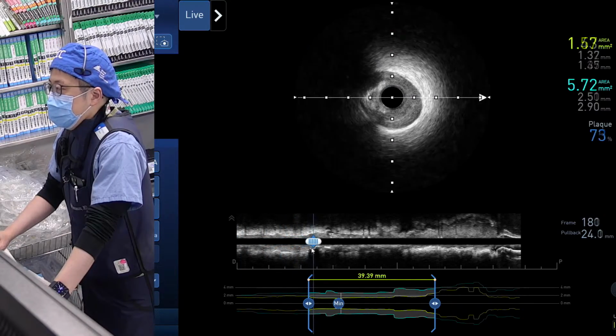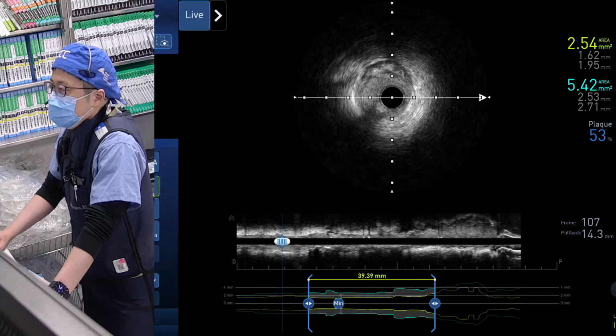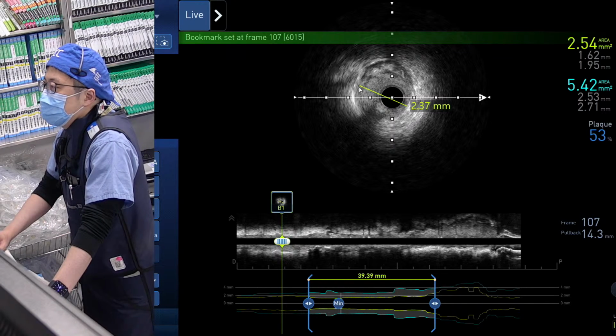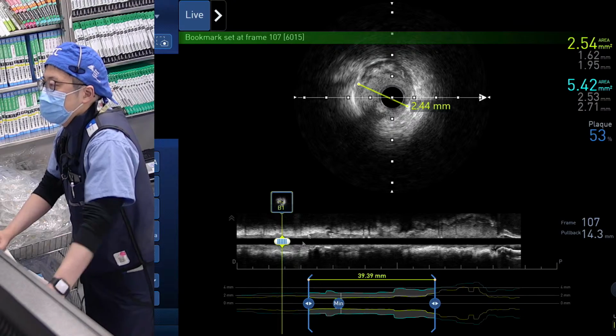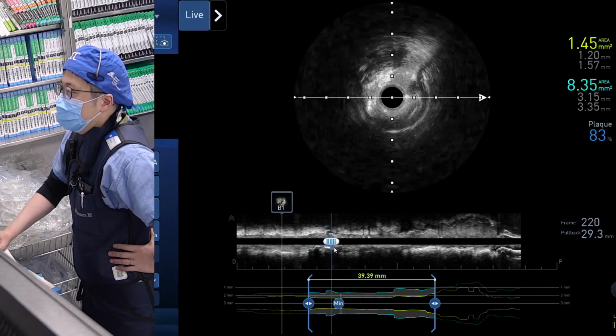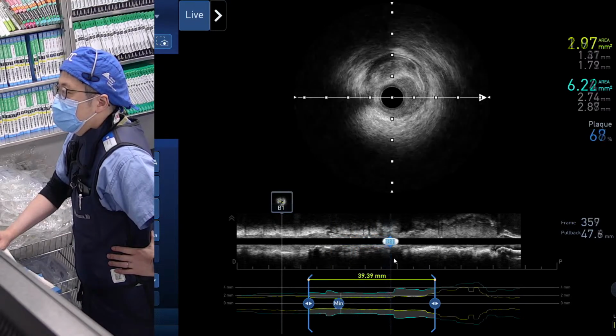How much was the vessel size distally? Distal is 3.0. This is all kind of a shrunken vessel. 2.54, EEL to EEL is a little bit less than 2.5. I would say we put a 2.5 and post proximally. Sounds good. So you want to put a 2.5, 48.